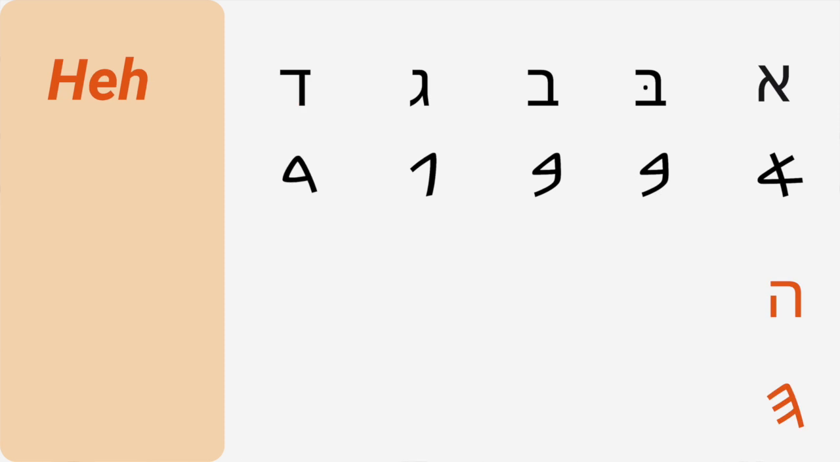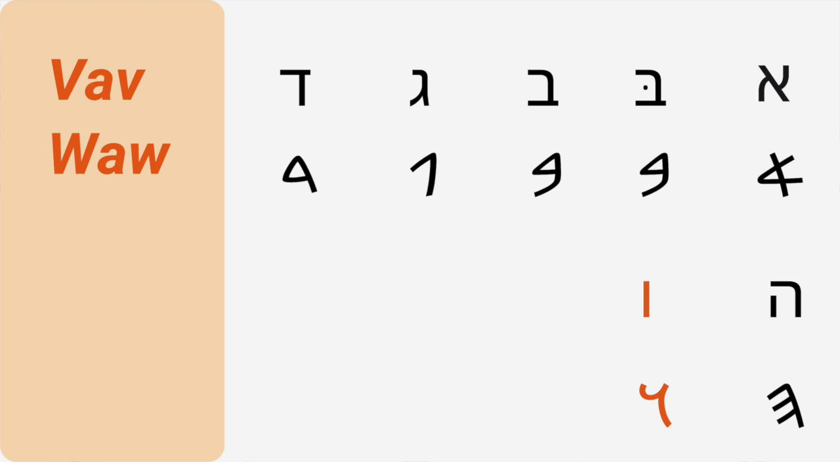That's followed by hey, which makes a soft H sound, like in the word happy. And vav, which, when functioning as a consonant, makes a V sound, like in the word victory. It will be identical in pronunciation, at least in modern Israeli pronunciation, to the letter beit when beit does not have a dagesh. So just to review, we've got aleph, beit, gimel, dalet, hey, vav.